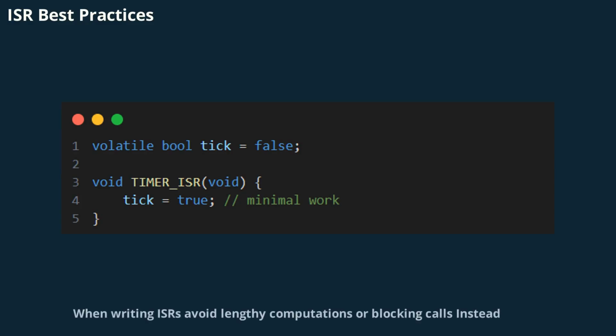In writing ISRs, avoid lengthy computations or blocking calls. Instead, use them to signal the main application that work needs to be done. For example, an ISR might read a sensor value and store it in a buffer, then set a flag for the main loop to process the data.